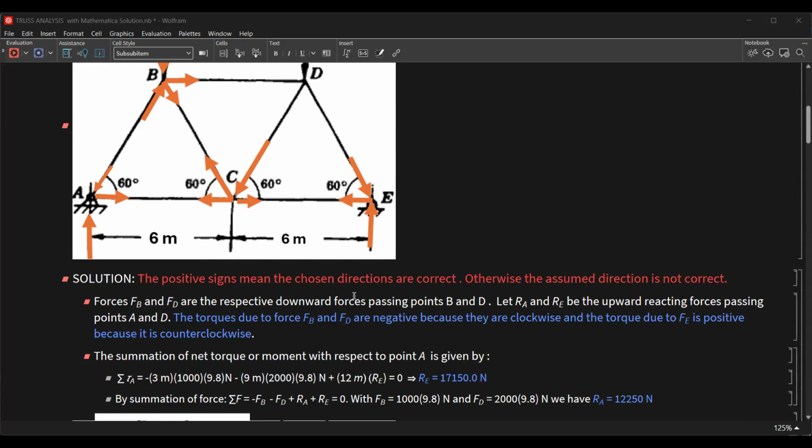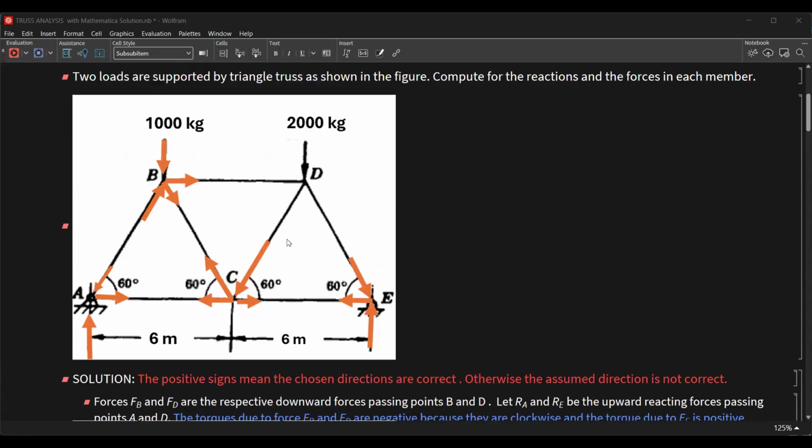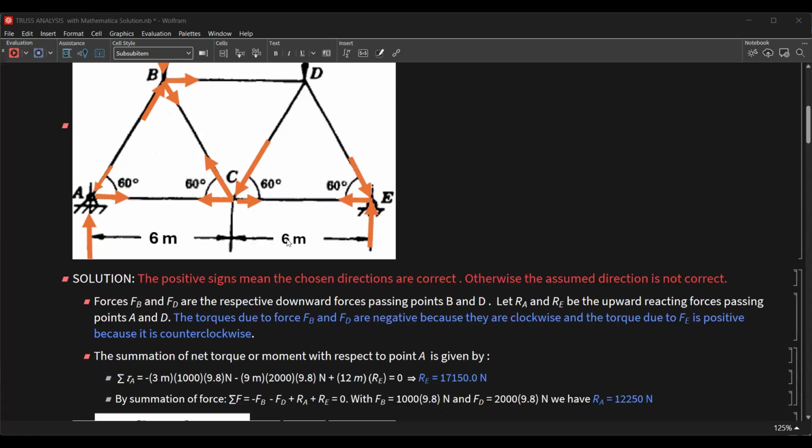So the positive signs mean the chosen directions are correct. Otherwise, the assumed direction is not correct. So we have here the forces FV and FD. The forces FV and FD are 1,000 kilograms and 2,000 kilograms respectively, the chosen respective downward forces passing points B and D. So we let RA and RE be the upward acting forces passing through points A and E.